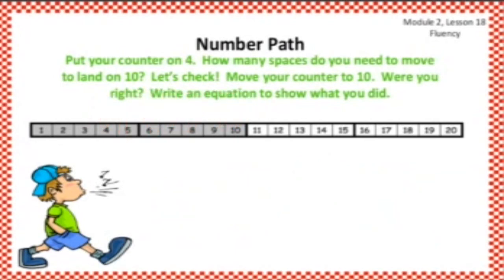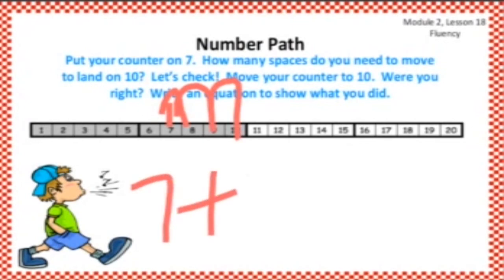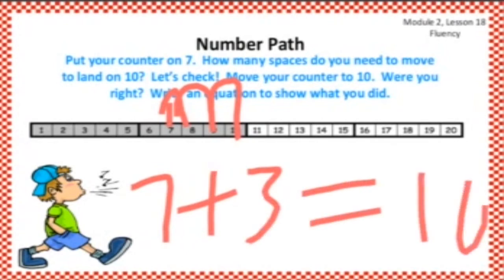Let's take just one more before we move on to the application problem. Are you ready? Now we have this. Put your counter on 7. So I'm on 7 now, and I will move until I get to 10. So let's count. 1, 2, and 3. I'm on 10 now. So that means I have my 7 plus I moved 3 times equals where I am now, 10. Very good.